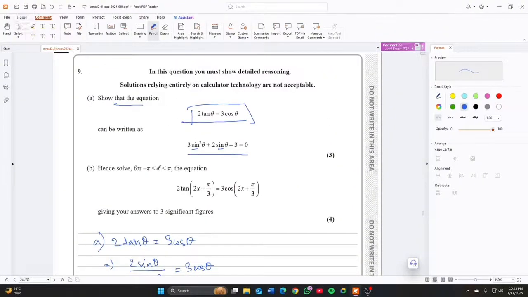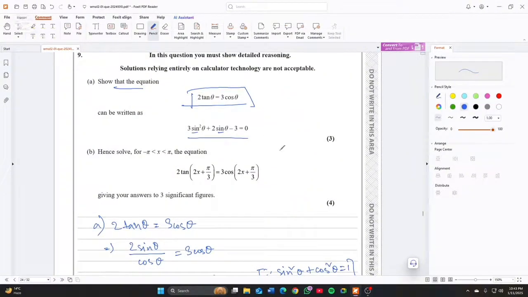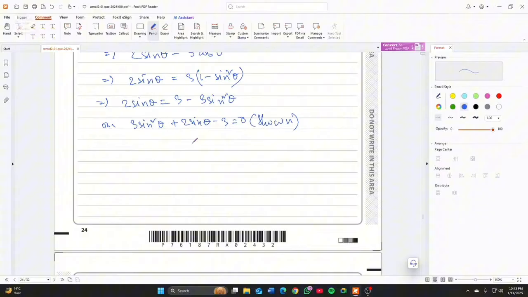Then for B, hence solve this equation. So here you can see that this value 2x plus pi by 3 we can consider as theta. So let theta equal 2x plus pi by 3. If we do this, then this whole equation is similar to this equation, right? It's similar to this equation. So here we can write for B, let theta equal 2x plus pi by 3.